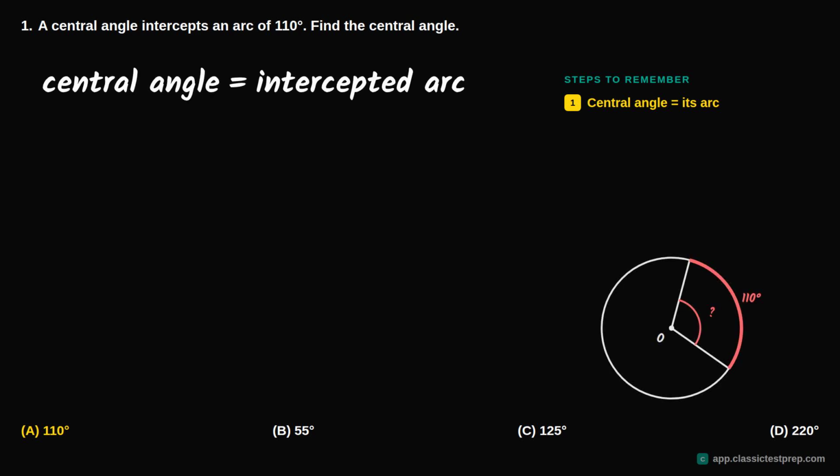Circles on the ACT. Question 1. A central angle intercepts an arc of 110 degrees. Find the central angle. Step 1, a central angle has its vertex at the center of the circle and it equals the arc that it cuts off. So the central angle here is just 110 degrees.